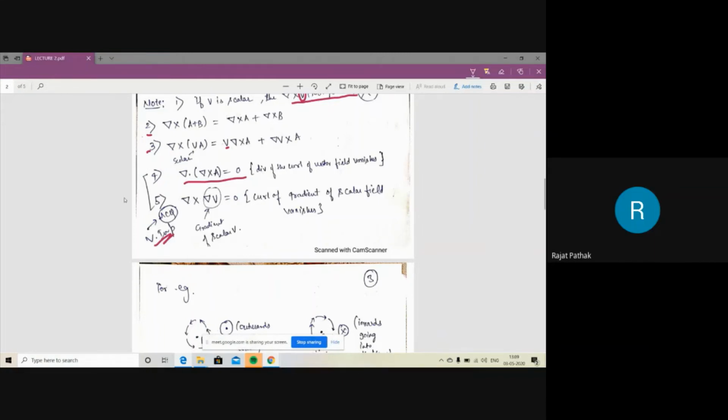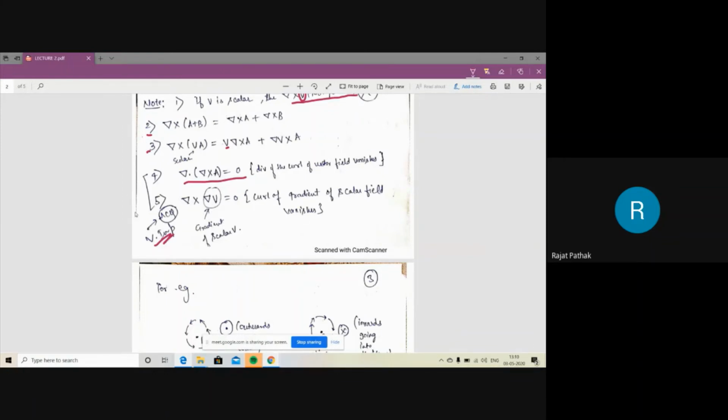After the fourth point, now we are going to discuss the fifth point. What is the fifth point? The curl of the gradient of any scalar field is equal to 0. What does this mean? Curl of the gradient of any scalar. Suppose V is a scalar potential, then the negative gradient of V is equal to the electric field intensity. Electric field intensity is a vector quantity. If you want to calculate del cross E, then it should be equal to 0 in electrostatics.